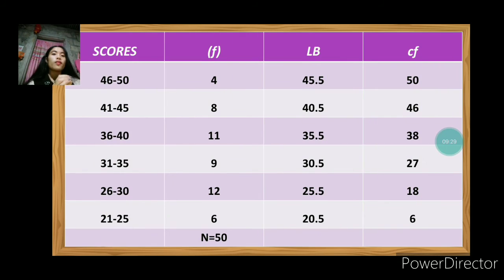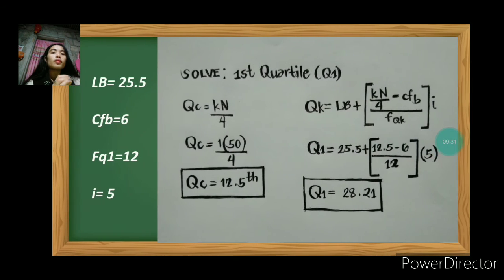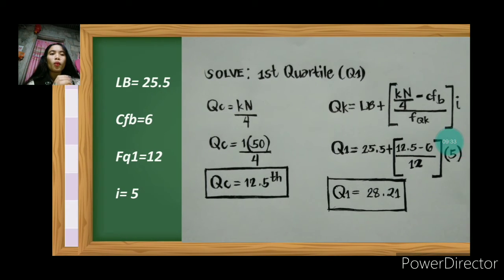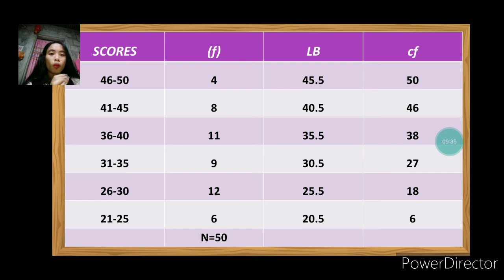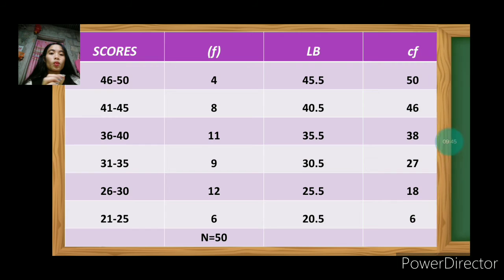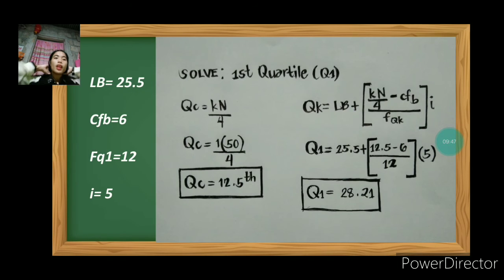As we have 12 here, then our I is 5. Why 5? Because here in our scores, we just count the class interval: 26, 27, 28, 29, 30. So there are 5. That's why we got 5 here. So now we're ready to substitute this in our formula.